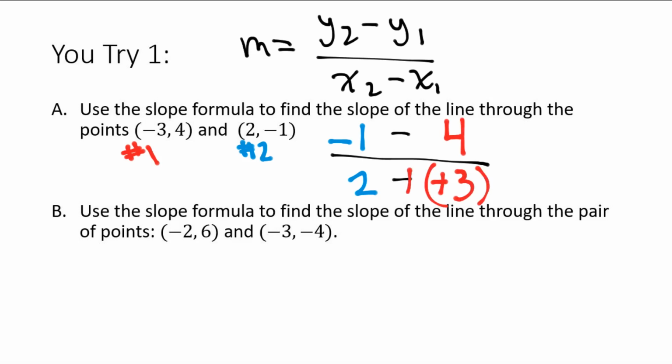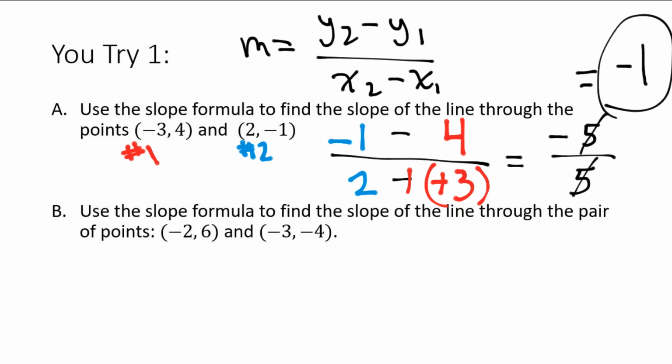Okay, the negatives are going to become positive because I'm multiplying my negative 3 times a negative 1 out in front. So, negative 1 minus 4 is negative 5. 2 plus 3 is 5. We simplify that down, right? The 5's cancel, and I'll get negative 1 for my slope there.